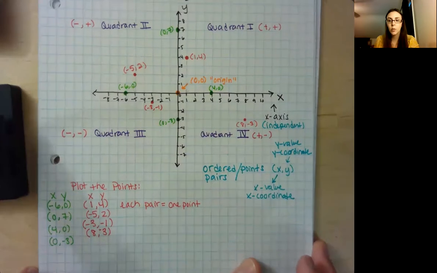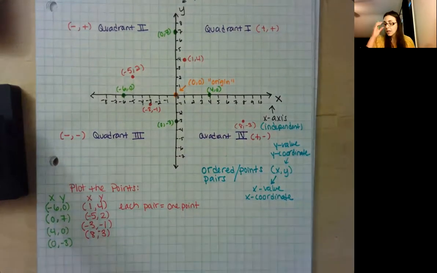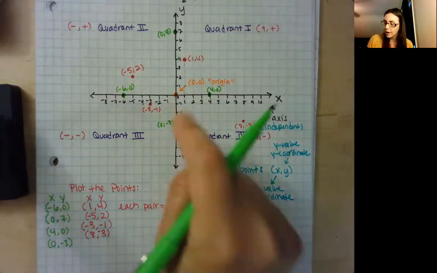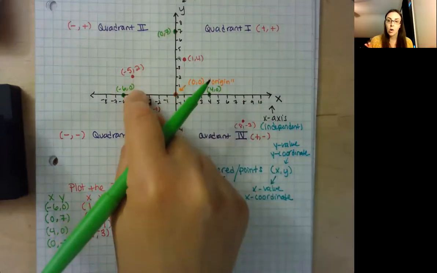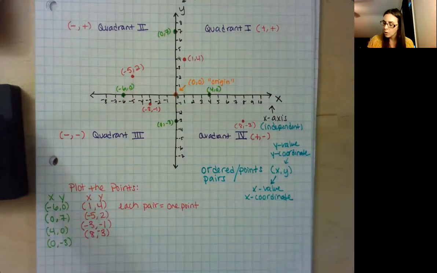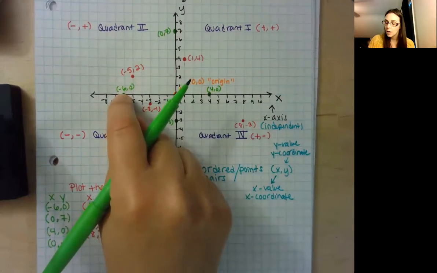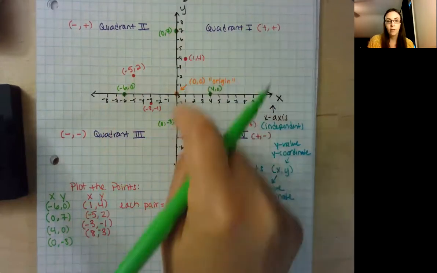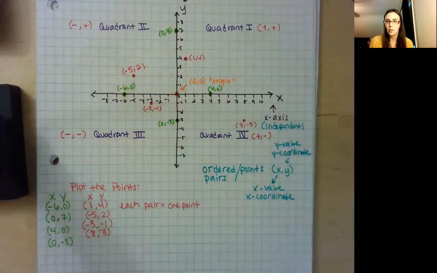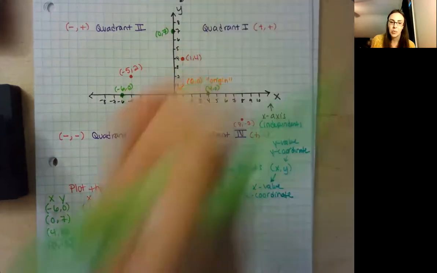So here are 4 examples where your points lie on the axes. And I do want to point out that if a point lies on an axis, it's actually not in a quadrant, it's on the axis. So (4, 0) and (-6, 0) would be on the x-axis, and (0, 7) and (0, -3) are on the y-axis. So they're not actually in the quadrant. The quadrant is actually in between the axes.